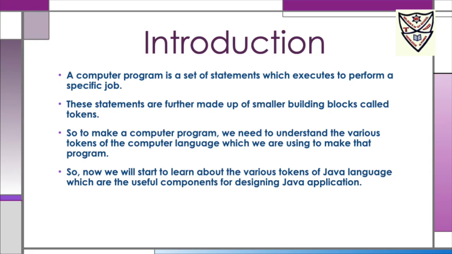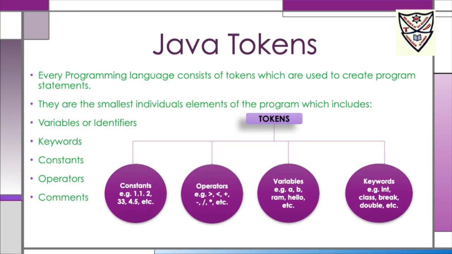Introduction. A computer program is a set of statements which executes to perform a specific job. These statements are further made up of smaller building blocks called tokens. So, to make a computer program, we need to understand the various tokens of the computer language which we are using to make that program. So now we will start to learn about the various tokens of Java language, which are useful components for designing a Java application. Java tokens.